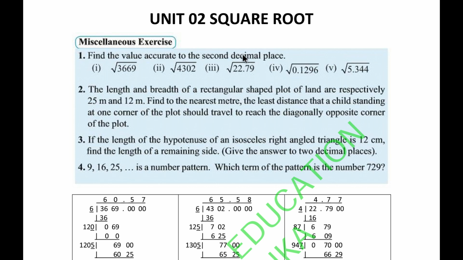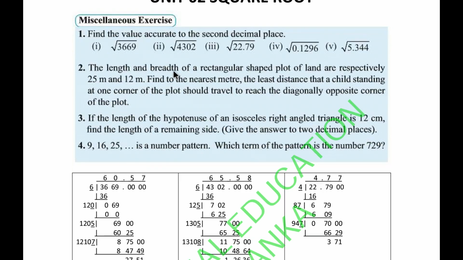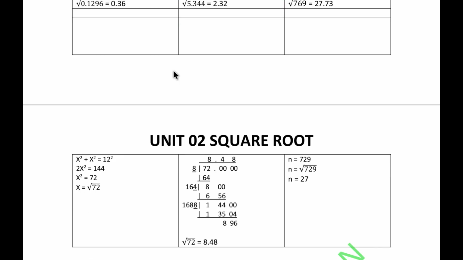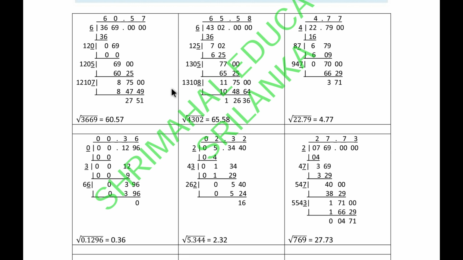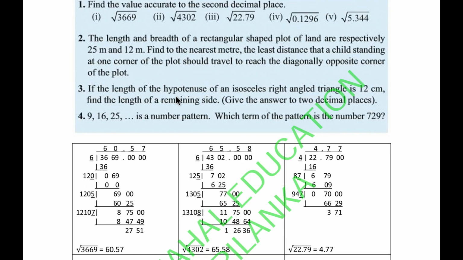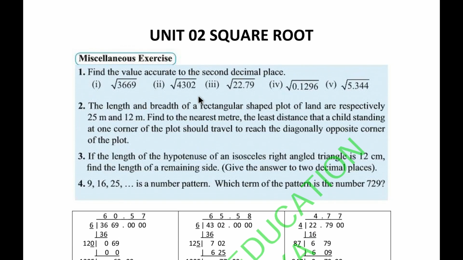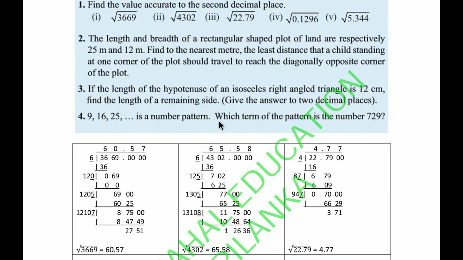Today we are going to discuss grade 10, unit 2, square root, the miscellaneous exercise. I'm going to show you how to calculate these square root values using the long division method again. Once, in the beginning, I showed you how to do it with the approximation method using prime factors, and how to calculate square roots using the long division method. I just thought of giving that system again to make you more familiar with it, so it's much easier.